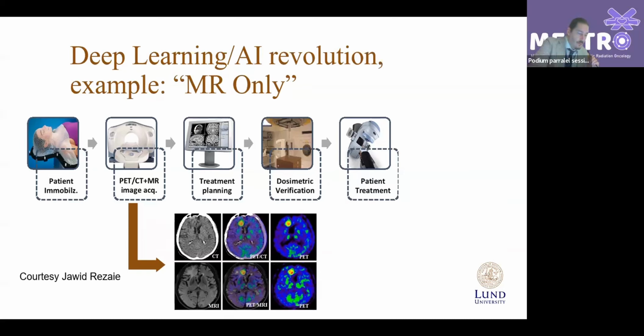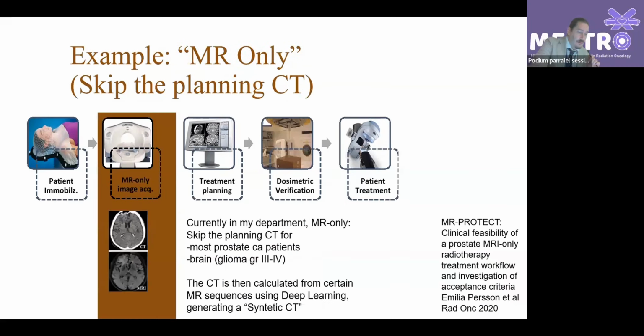We are very familiar with the procedure in this community and group, so I'll skip forward a bit. Basically, we skipped the CT and we're using this in my department. We scan only with MR, using specific protocols, in order to produce a planning CT by deep learning methods. We're using it for prostate and brain at this point, but we'll probably expand to other indications later.